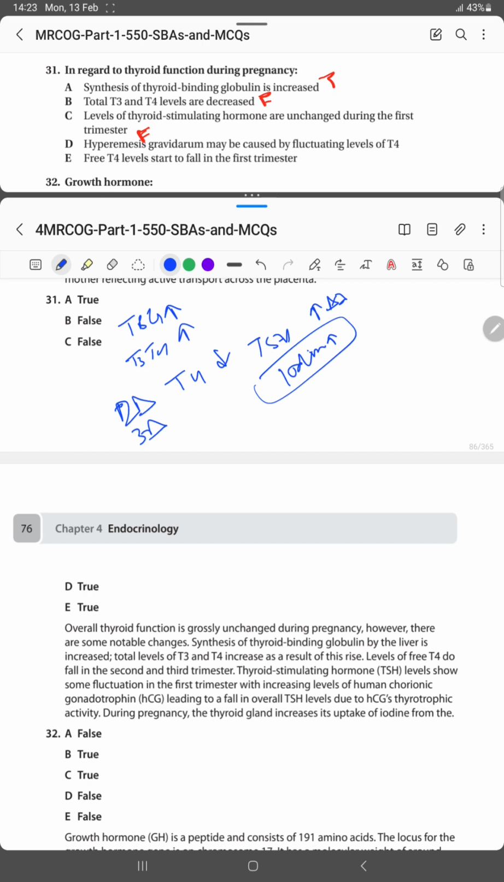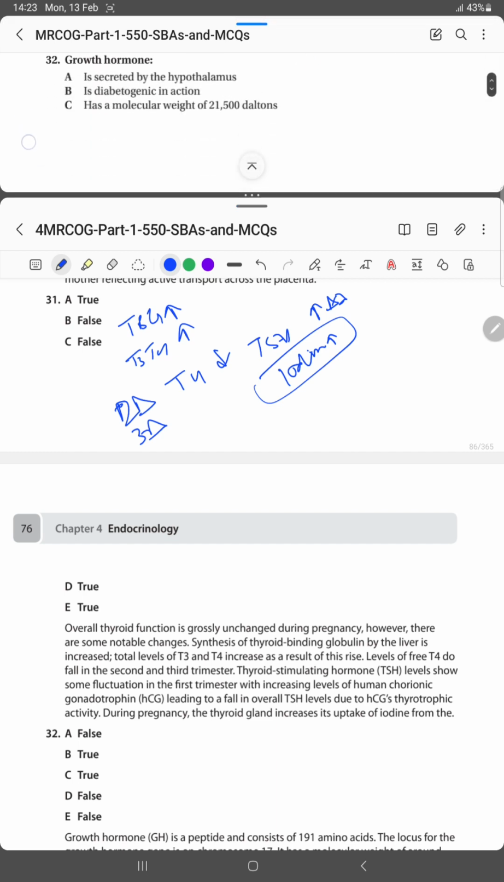Hyperemesis gravidarum may be caused by the fluctuations of the level of T4. Yes, that is true. And the free T4 levels start to fall in the first trimester. Yes, they do start to fall in the first trimester, and they have fallen in the second and third trimester. So this option is correct.